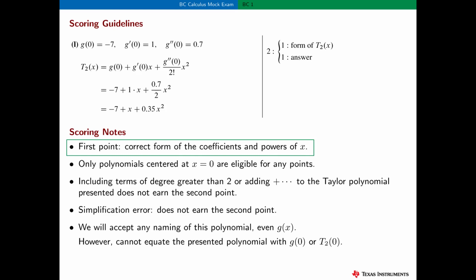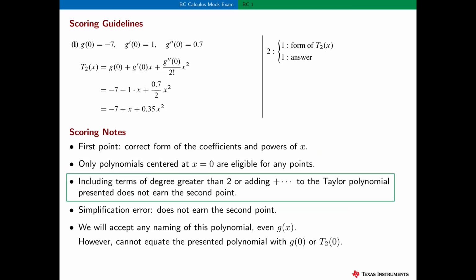Here are some interpretations of these guidelines to help understand how points are earned. For the first point, we want to see the correct form of the coefficients and the corresponding powers of x. And only polynomials centered at x equals 0 are eligible for any points in this problem.